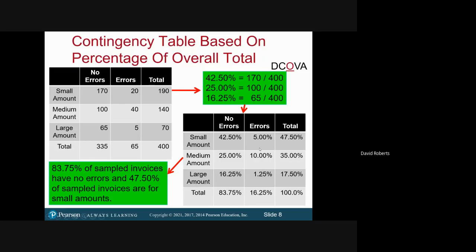So maybe you have different people doing the jobs, and maybe the more experienced people are doing the large invoices, so they've been there for 15, 20 years.